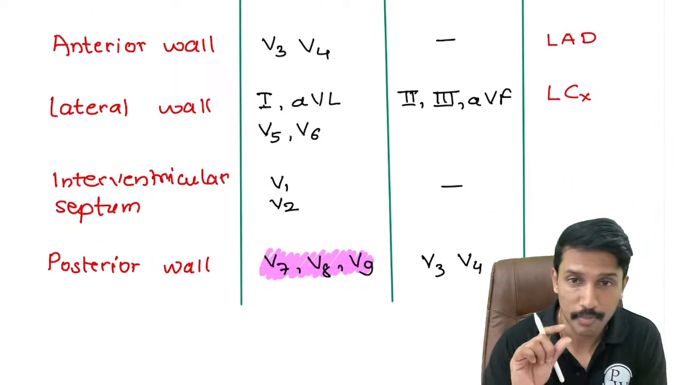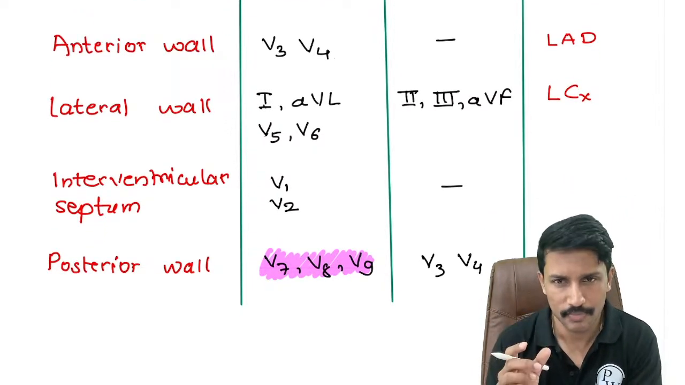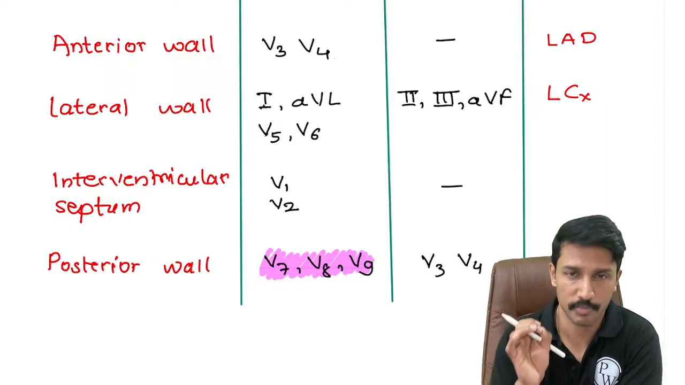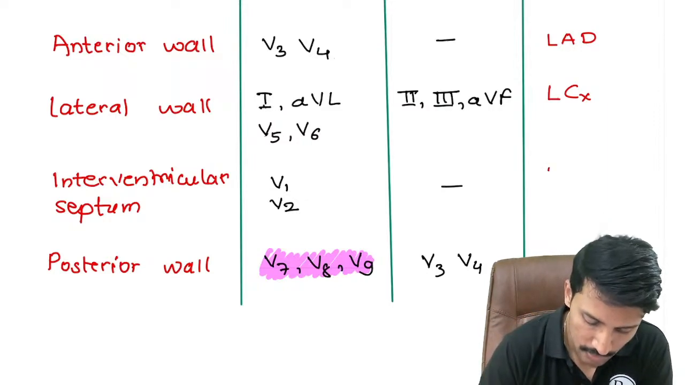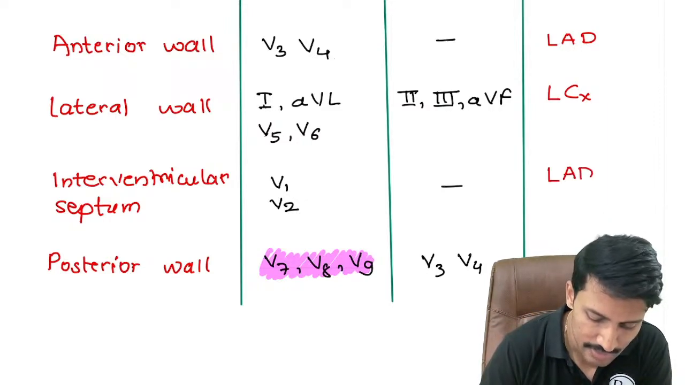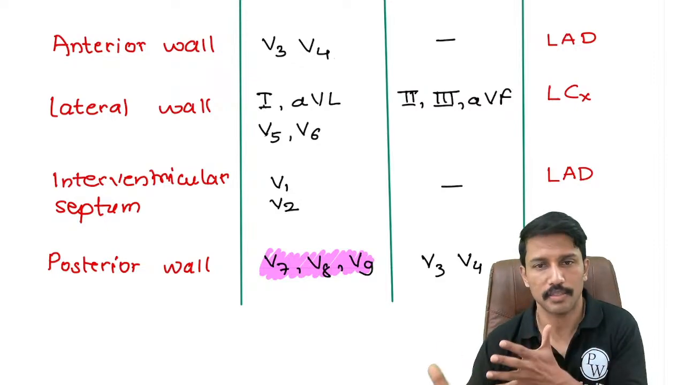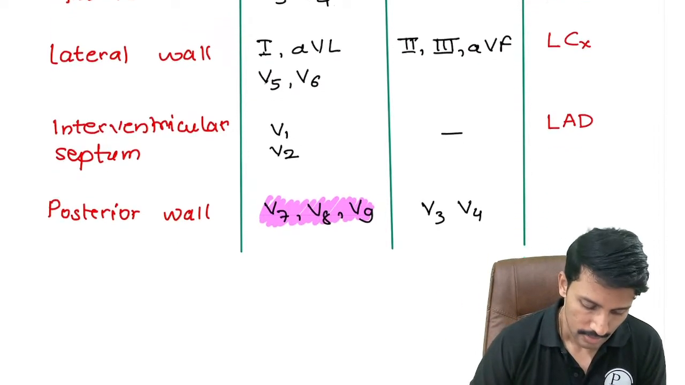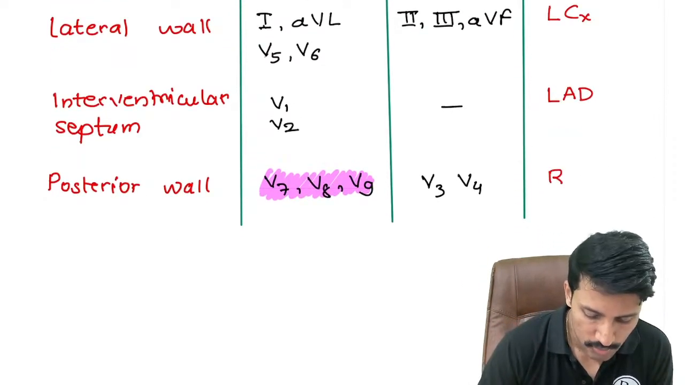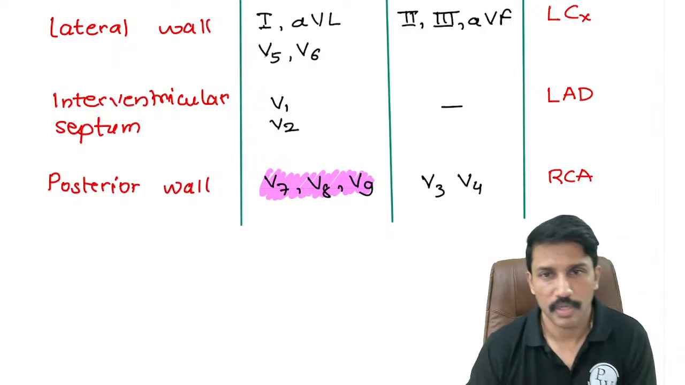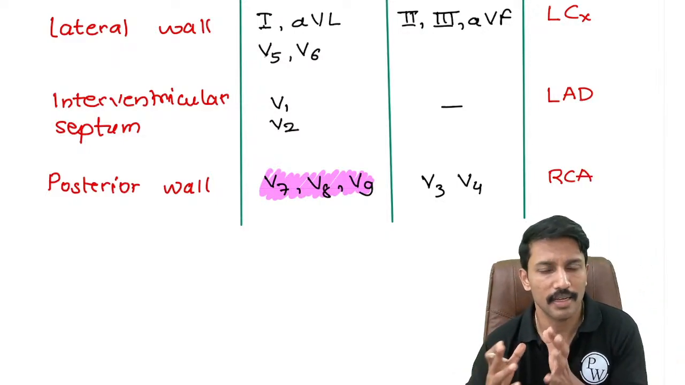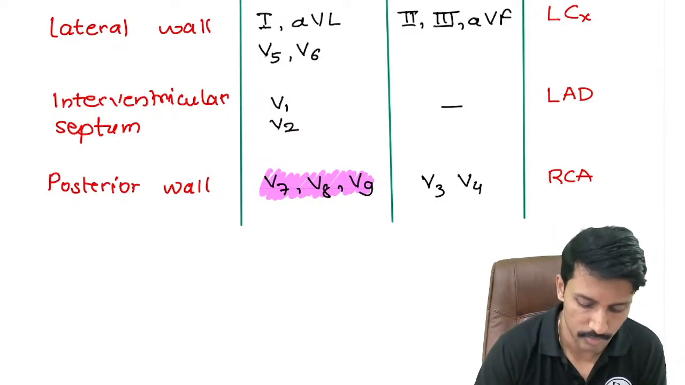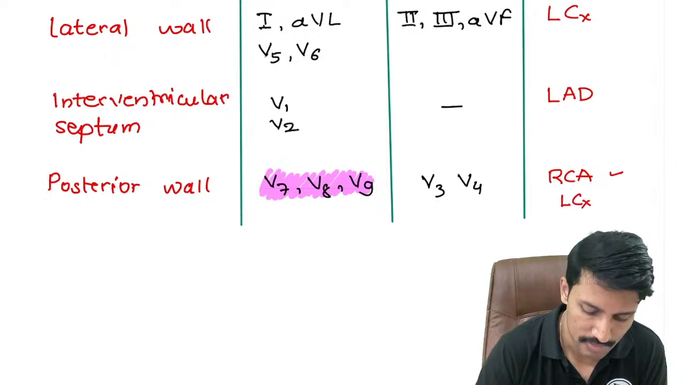The interventricular septum is supplied by branches coming from the LAD. Most of the IVS is supplied by branches coming from the LAD. So we will simply keep it as LAD. You can say septal branches of LAD or LAD. And then the posterior wall, in most individuals, is getting most of the blood supply from the RCA, some part from the left circumflex, right? RCA is the main dominant artery, some part from the left circumflex.